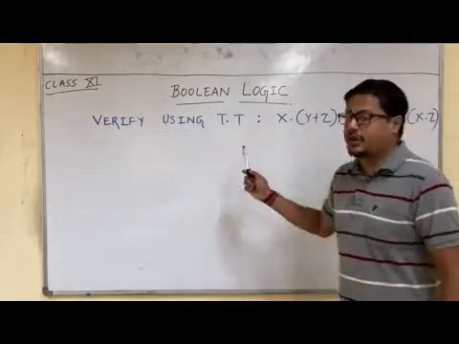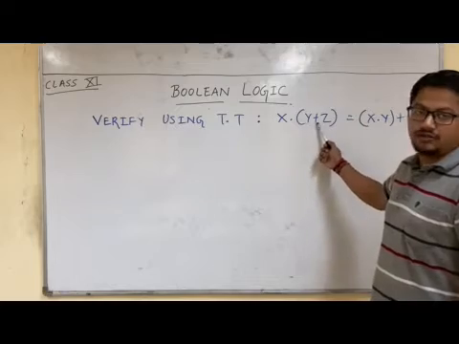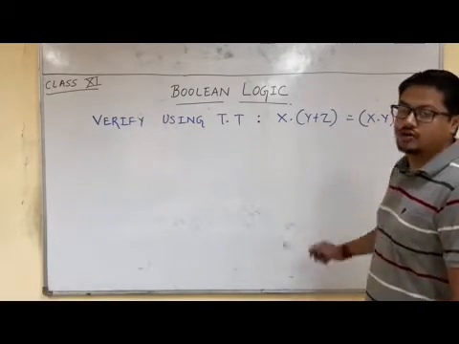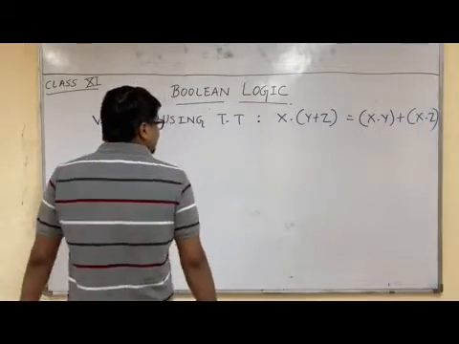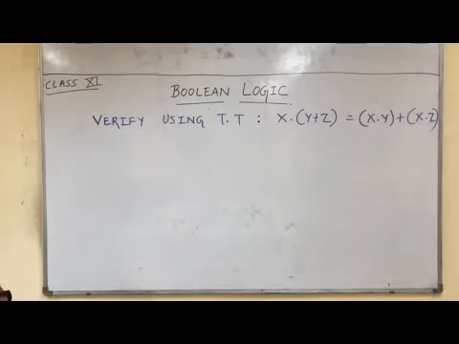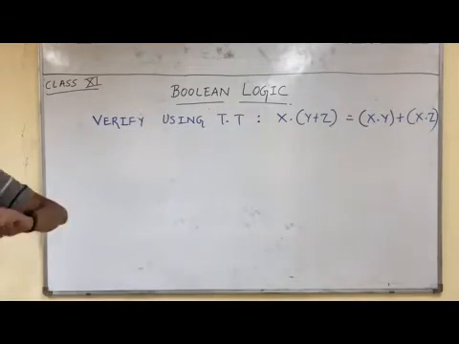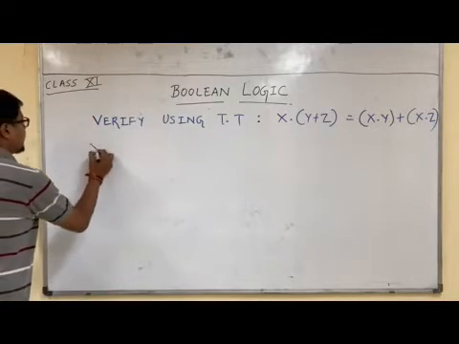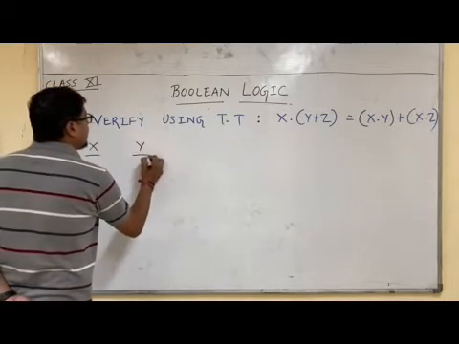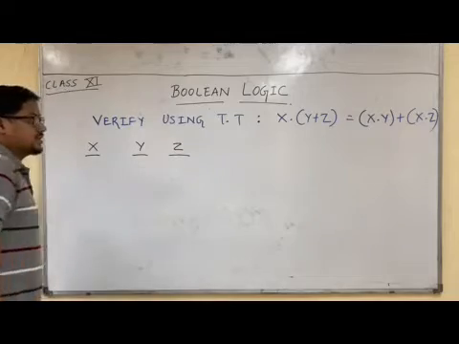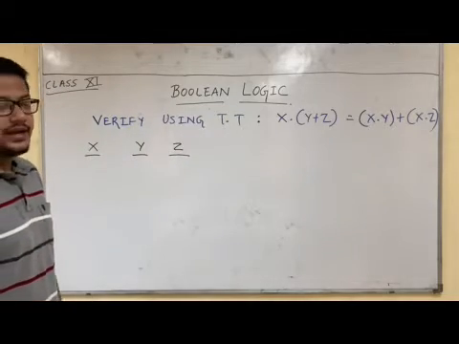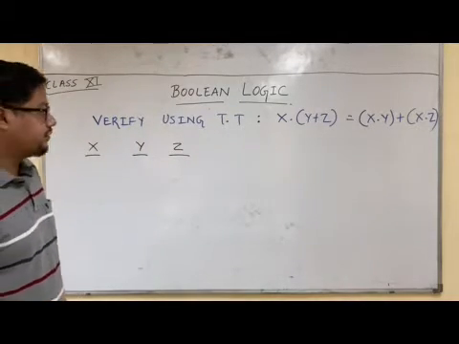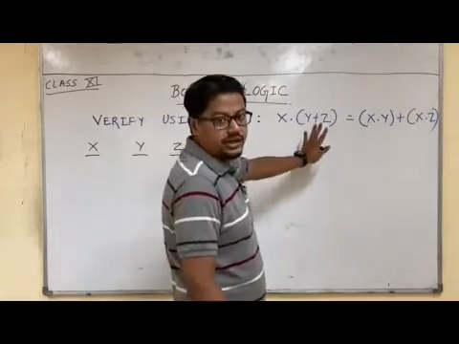Verify using truth table: X dot (y plus z) equal to x dot y plus x dot z. Okay, so again the same rules we will see. First of all, now you decide how many variables are required. 3. Okay, so we will write x, y, z. Second step, do we require any complement here? No. So what we will do? We will directly focus on each term.